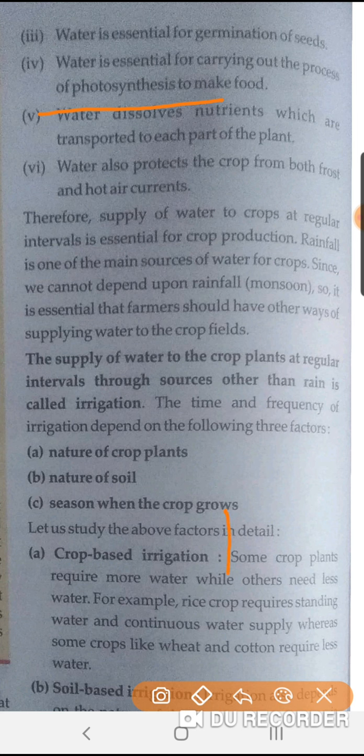Fine. So what is irrigation? The supply of water to the crop plants at regular intervals through sources other than rain is called irrigation. The important definition that you have to learn. Fine. Now, on what factors does the irrigation depend? The irrigation depends upon three factors. What are they? They are nature of crop plants, nature of soil and season when the crop grows. If our crop is in the summer season, then the water requirement at that time will be more. Fine. So you have to learn the definition and the factors also. Clear?